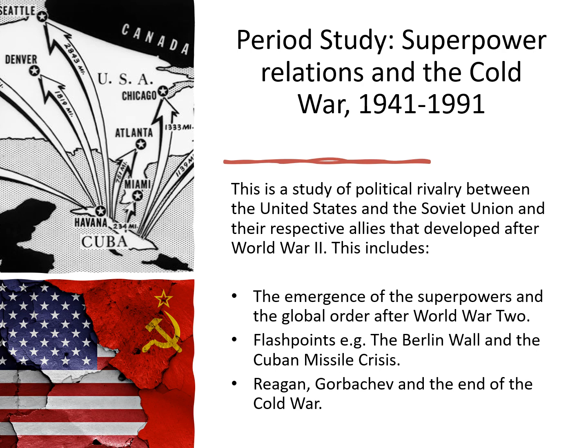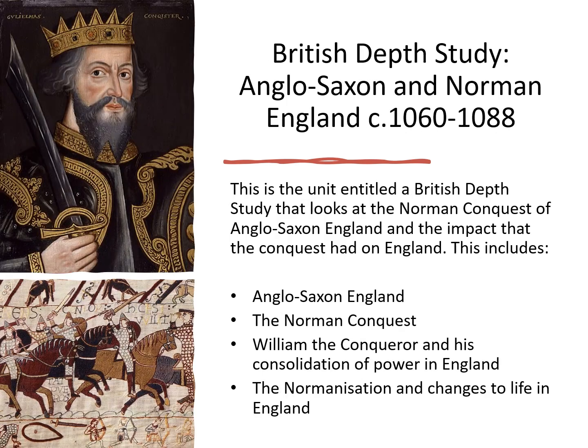Then we move on to flashpoints, where we look at the building of the Berlin Wall and also the Cuban Missile Crisis, which remains to this day the closest the 2 sides got to nuclear war. And lastly, we finish by looking at the end of the Cold War by looking at Reagan, Gorbachev, and the collapse of the Soviet Union.